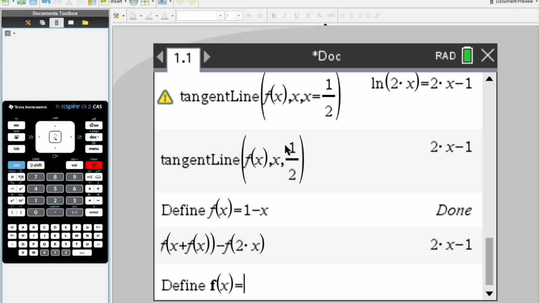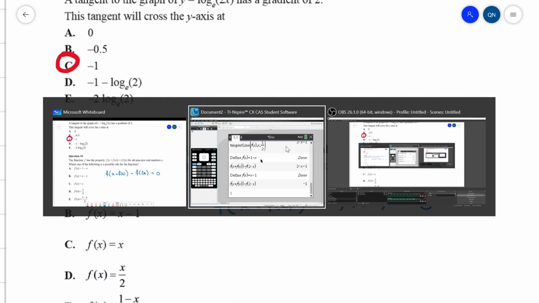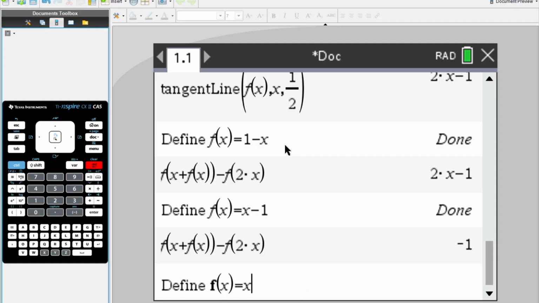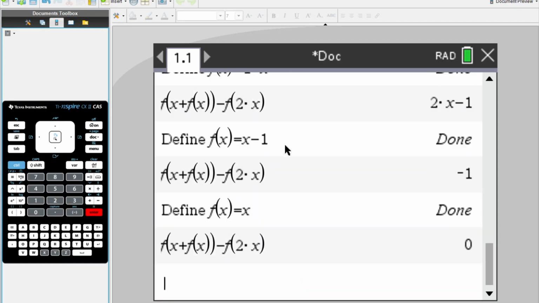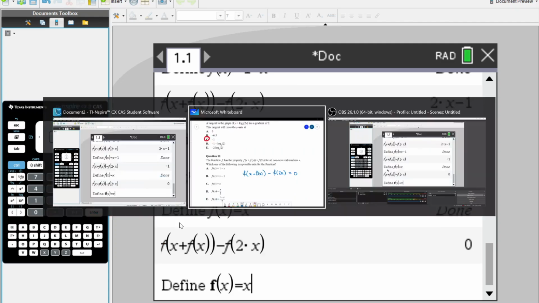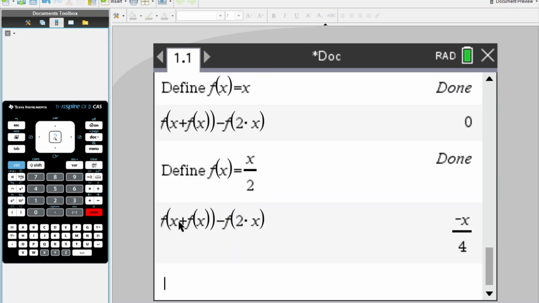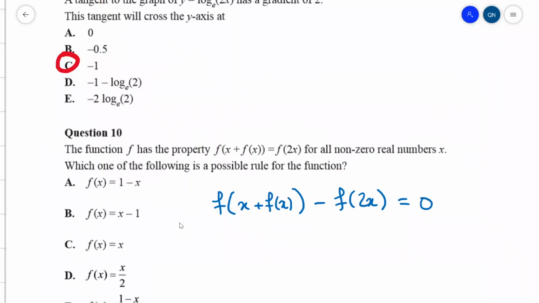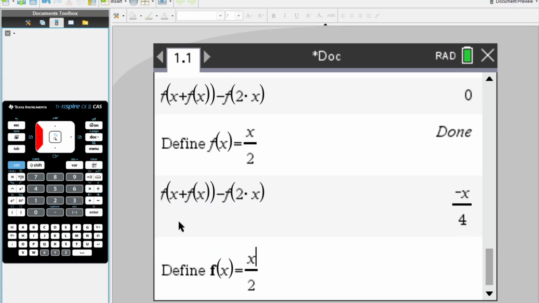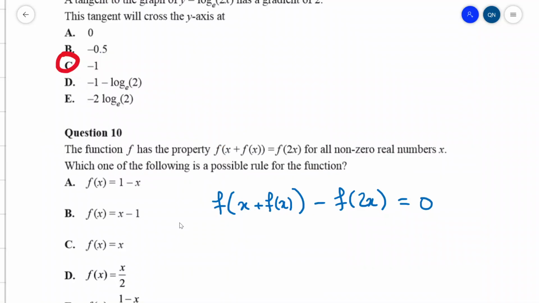I'm going to go to x minus 1 now. Evaluate the expression again. It's not 0. Redefine. It's just x. Reevaluate the expression. Oh, it's 0. So it could be option C. Let's just make sure it's not any of the others. So next up we've got x over 2. I'm going to reevaluate that expression. It's not 0. And finally, 1 minus x over 2. Reevaluate, it's not 0, so it has to be option C. That was the only one that gave me 0.